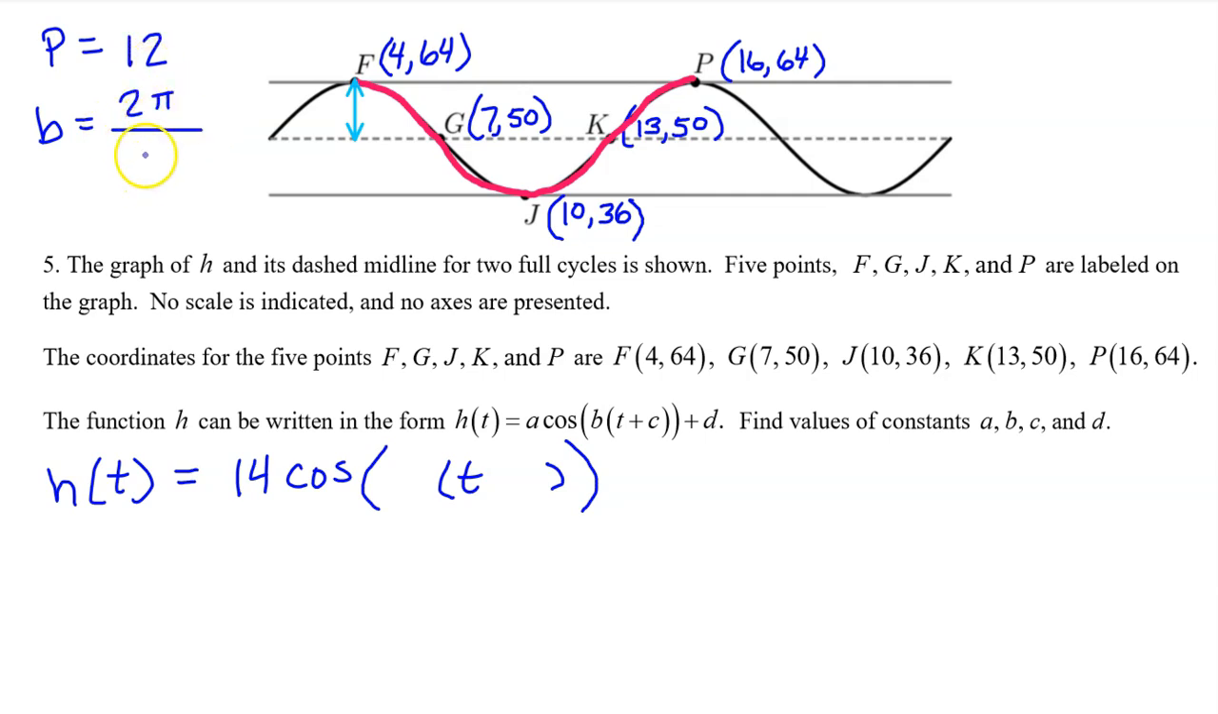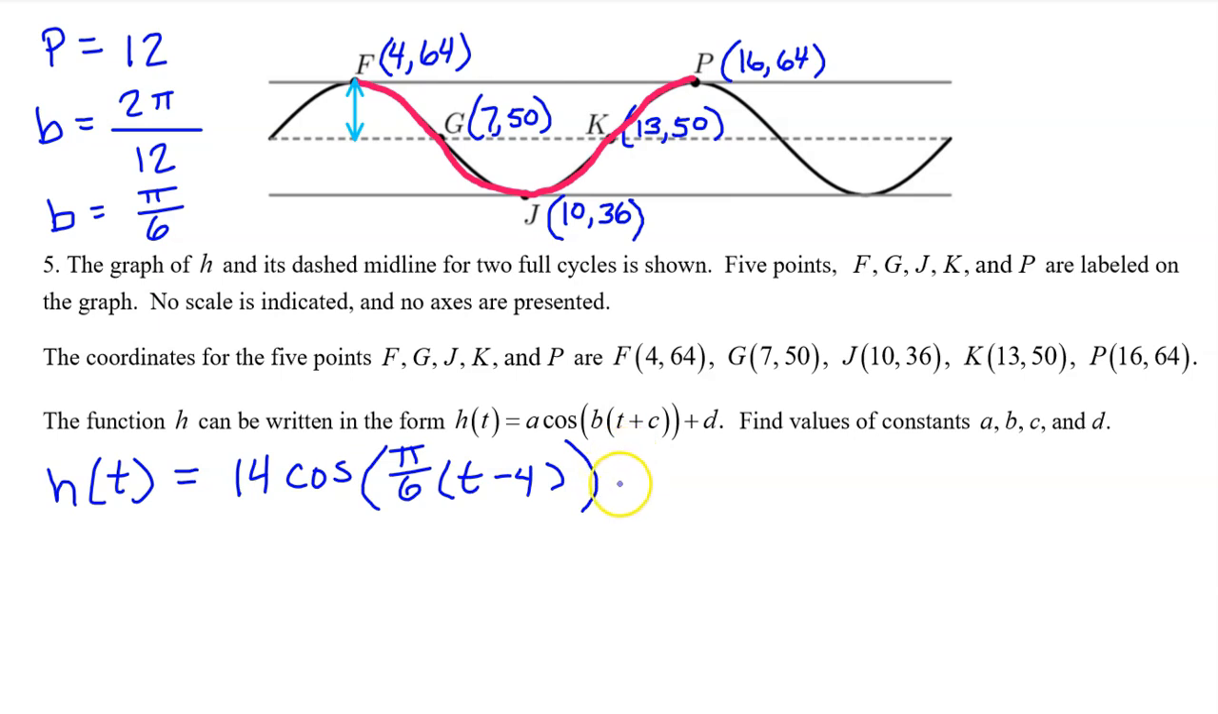So in this case, 2 pi divided by 12. This reduces to pi over 6. So that's the b value. The c value will be the opposite of the phase shift, and the phase shift is the first input value of the period. So in this case, the phase shift is 4, so the c value will be negative 4.